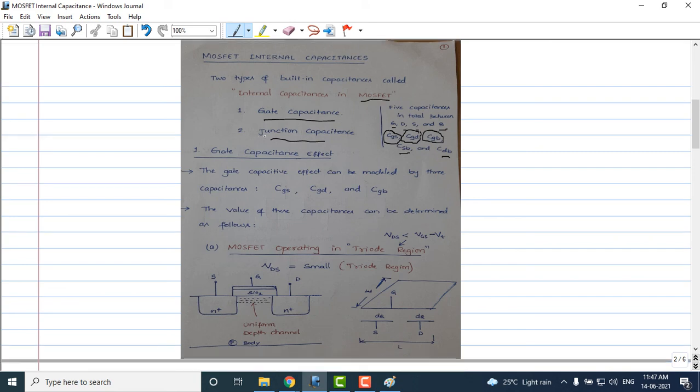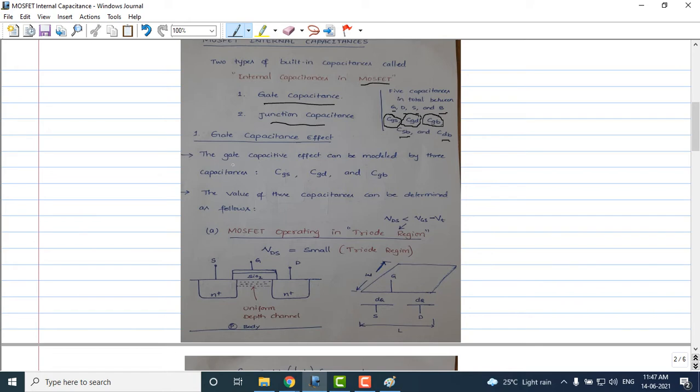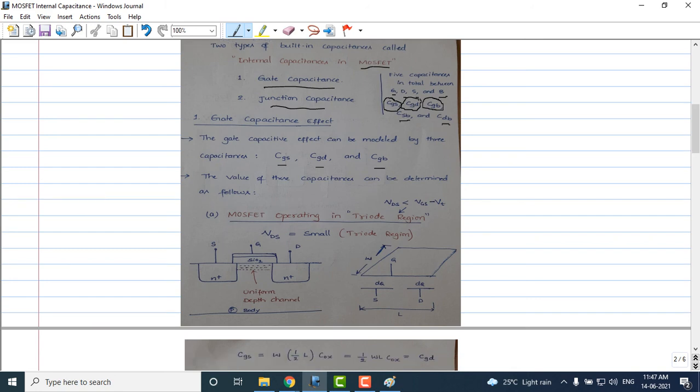Okay, and here in the gate capacitance, there are 3 gate capacitances. The gate capacitance effect can be modeled by 3 capacitances, namely CGS, CGD, CGB. Let us find out the values of these capacitances and also see which capacitance is dominant.